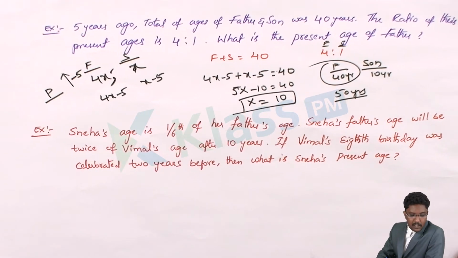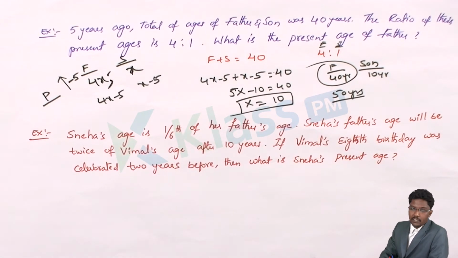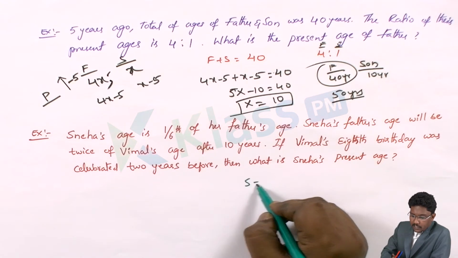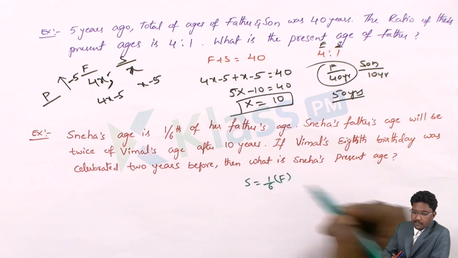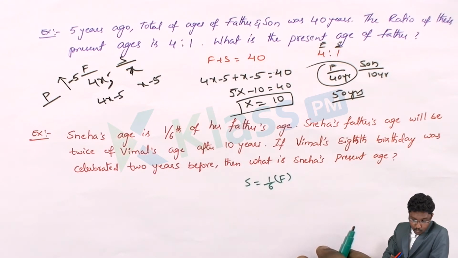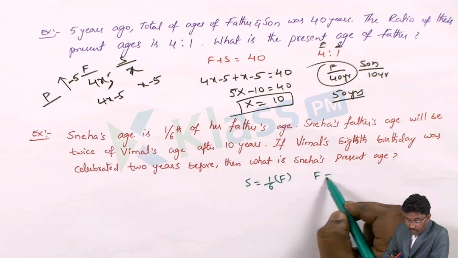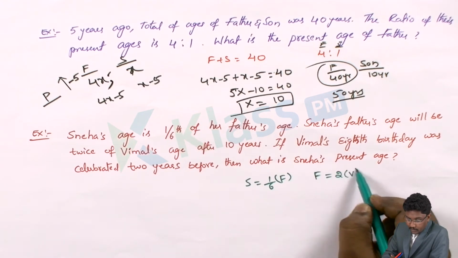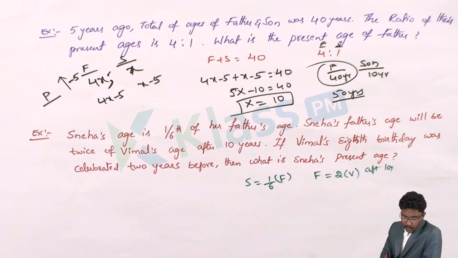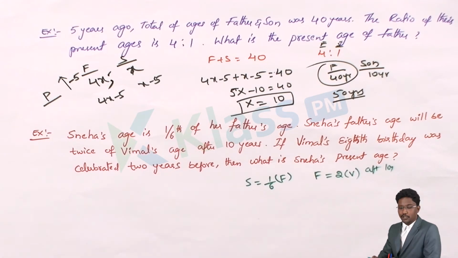See the puzzle. Sneha's age is 1/6 of her father's age. Here we have another relation: Sneha's father's age will be twice of Vimal's age after 10 years. If Vimal's 8th birthday was celebrated 2 years before, then what is Sneha's present age? This is a very confusing question, but if you study it very carefully, it is a very simple ages problem. Try to come from the reverse order.